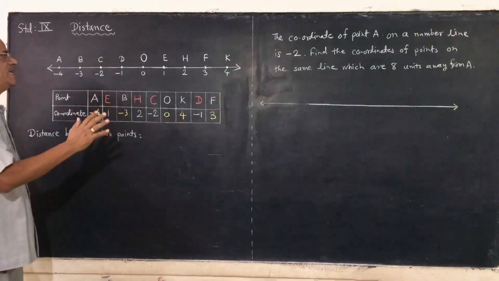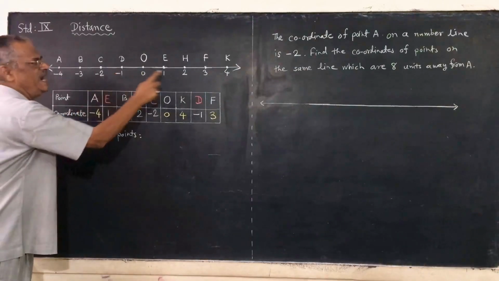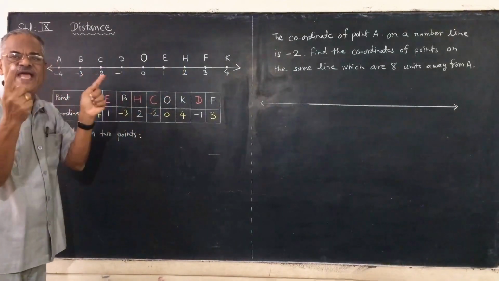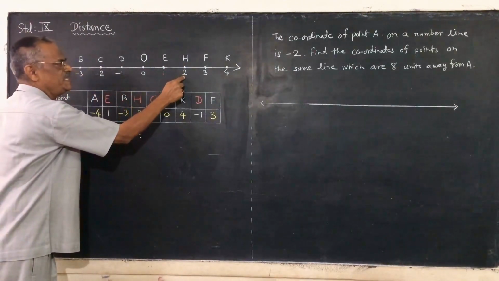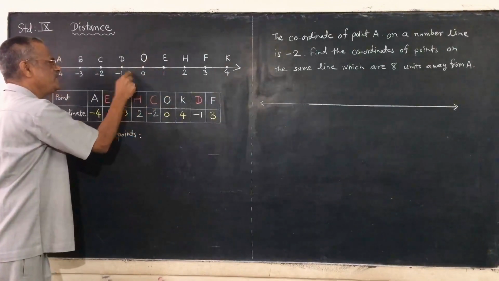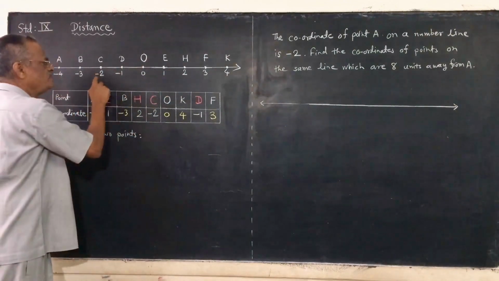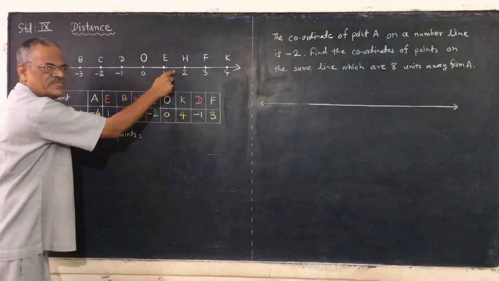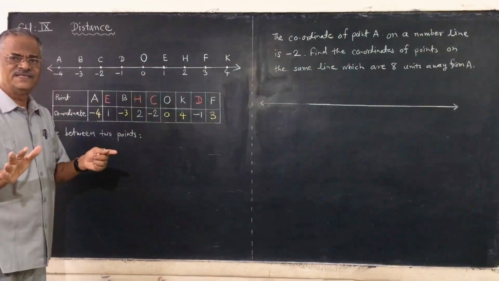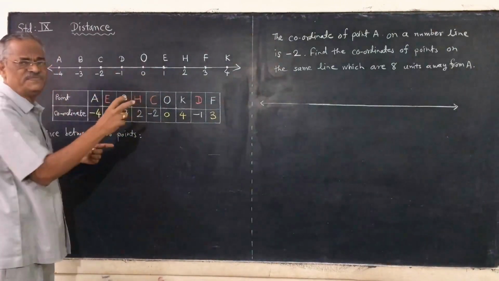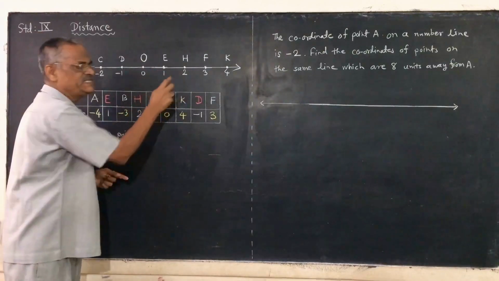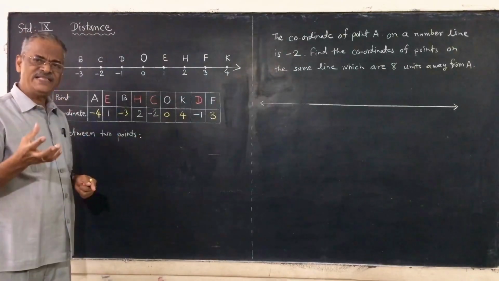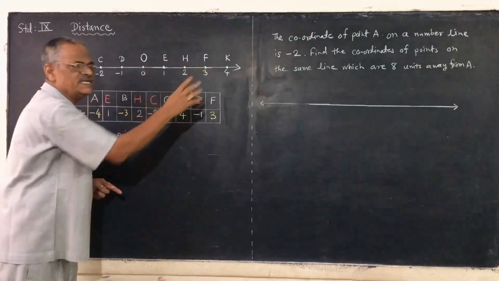After that, see the points C and H. There is a distance between C and H. From C, if we count 1 2 3 4, so from C to H, from H to C, 1 2 3 4. So that is the distance. When we count, we know the distance between 2 points. What about E and H? See the distance. It is 1. Like that we can calculate by counting the distance.